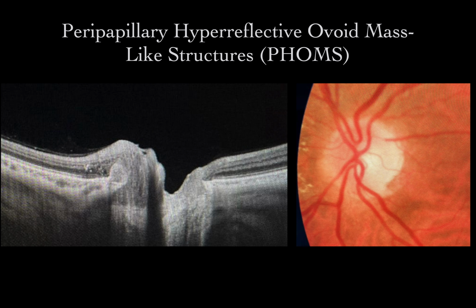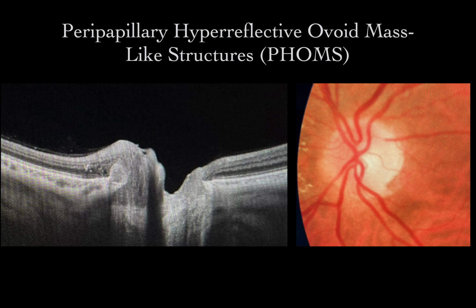The acronym PHOMS describes very well the key features of the entity. P is for peripapillary, H for hyperreflective lesions, O because the lesion is ovoid, round with some tip, cylindrical shape, and mass-like because of the three-dimensional structure of the lesion, capable of displacing other retinal structures radially and outward.